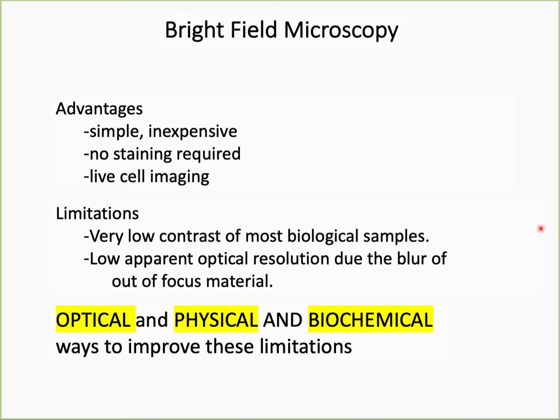There is low contrast of most biological samples because most biological samples are composed primarily of water, which makes for low contrast of the specimen. As discussed previously, there is low resolution, 0.2 microns at the best can be achieved, which is good, but you can do better. Another problem with light microscopy is that you are collecting the light from the plane of focus and also collecting spurious light from outside the plane of focus, which blurs the image or makes the resolution worse. But there are some optical, physical, and biochemical ways to minimize the limitations.